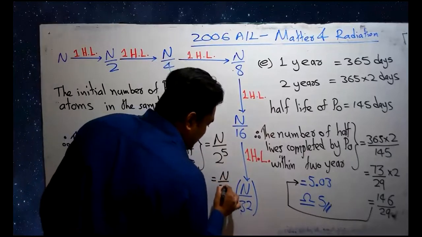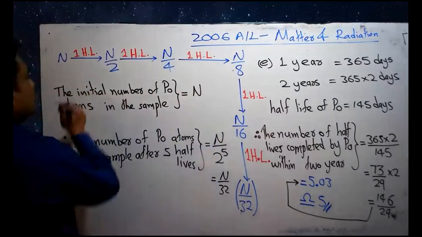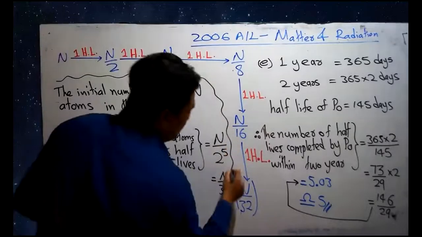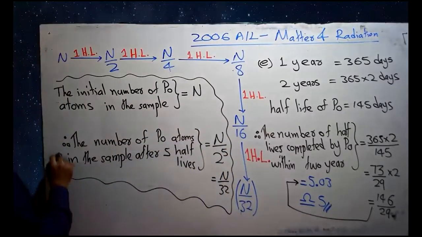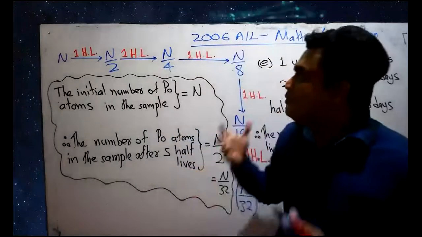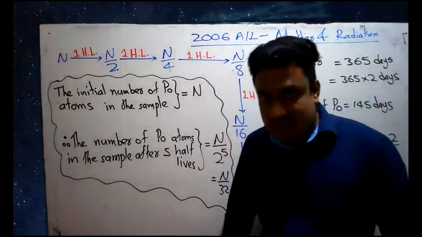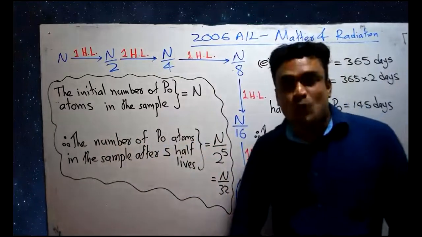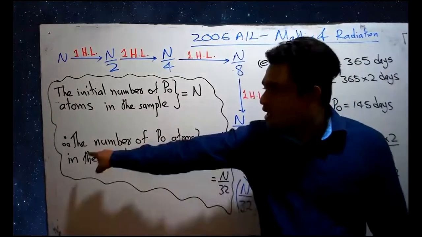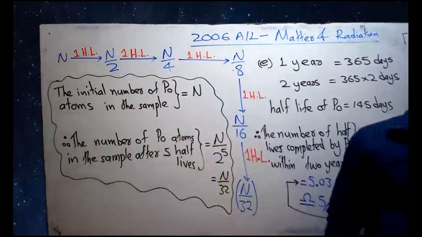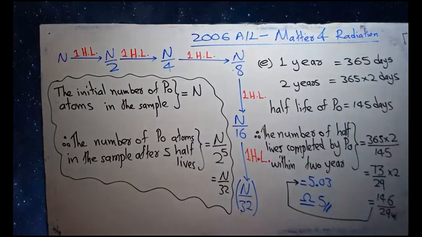So this is the method. I have written both methods that can be used to find the number of polonium atoms in the sample after completing 5 half-lives. But I would like you to write both methods, and in the examination use only the equation method. Okay, dear? Use only this method in the examination. But now you write both methods, quick. Write them all.